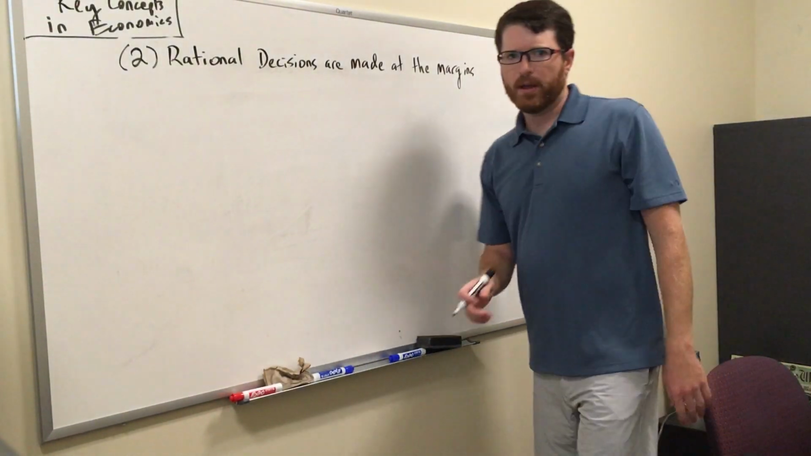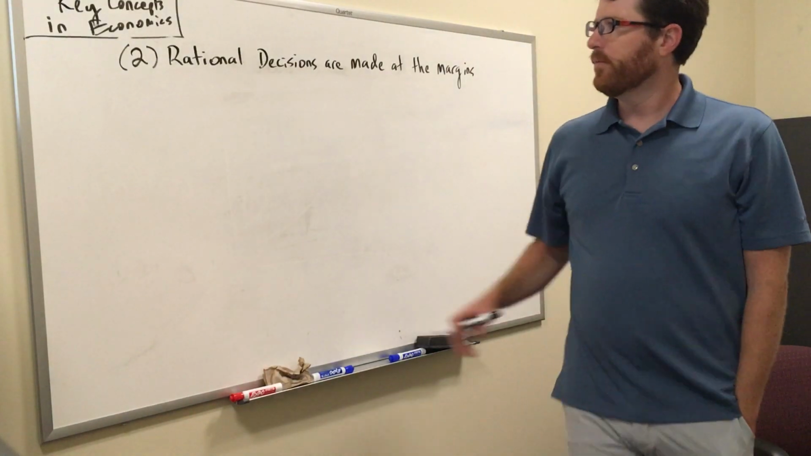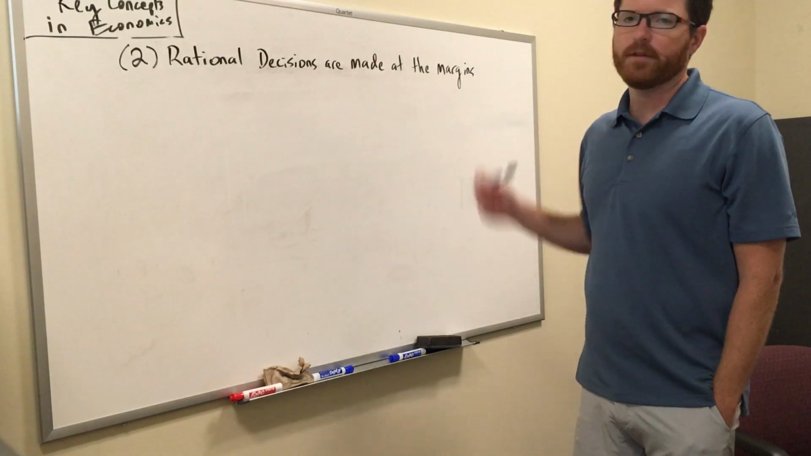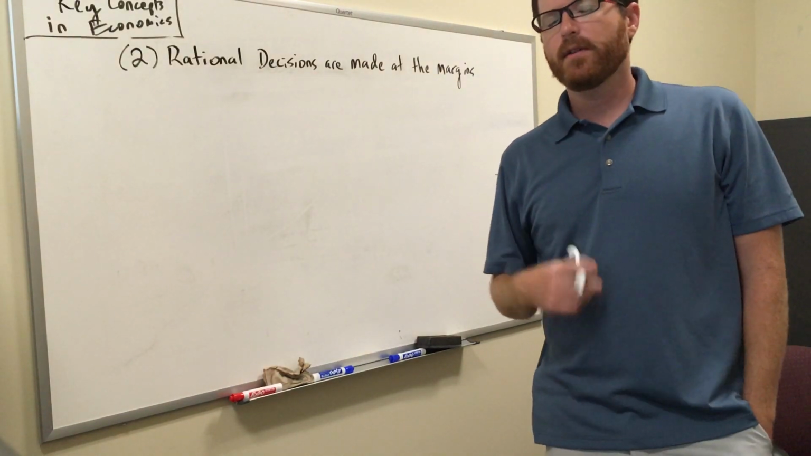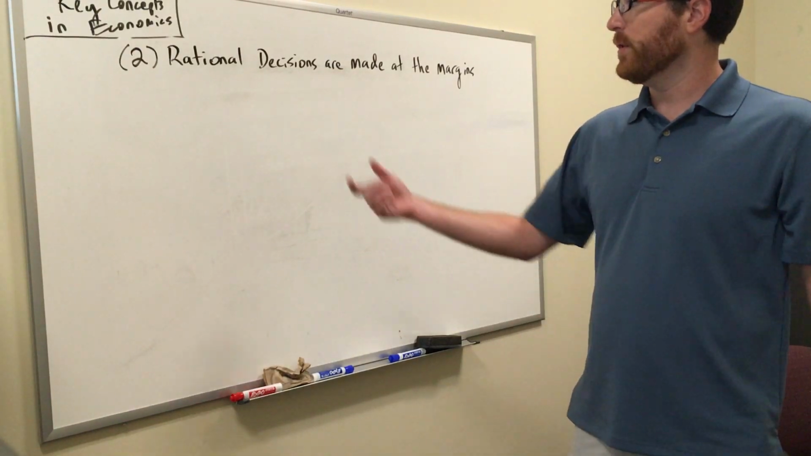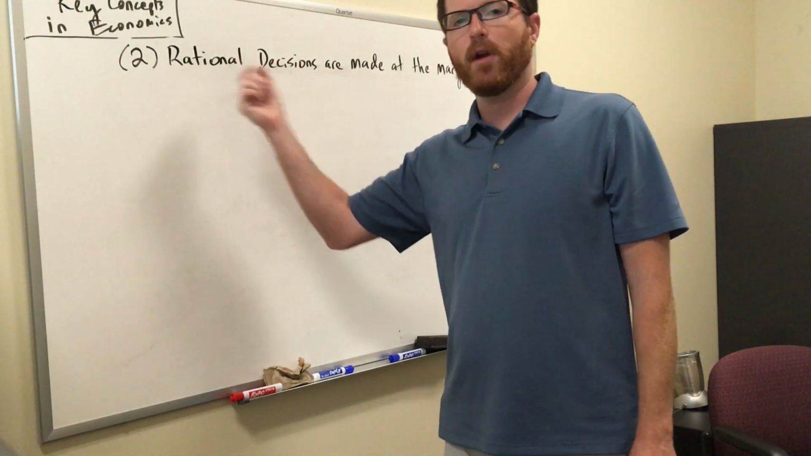Okay, so I'm picking back up where I left off. Key concepts in economics. The second one is this idea that rational decisions are made at the margins. And this one's a little bit complicated. To kind of unpack this idea, the first thing we need to do is understand what this means, rational.